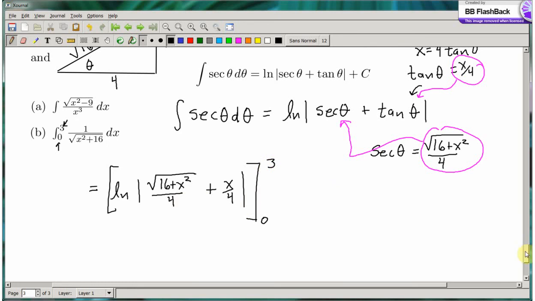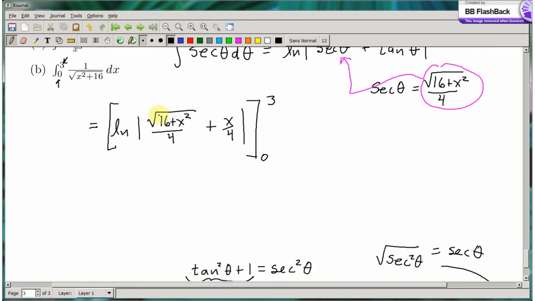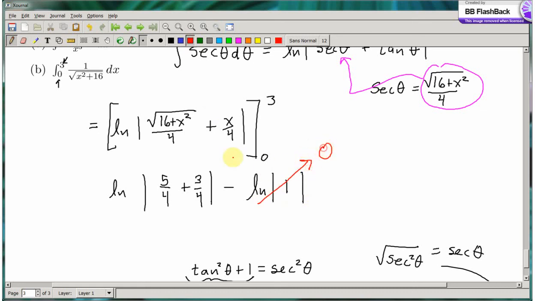So what happens when you plug in 3 here? So this becomes 16 plus 9 is the square root of 25, which is 5. So 5 there over 4, and this becomes 3/4. Okay, and now we take away what happens when we plug in 0. So when we plug in 0 here, this becomes the square root of 16 over 4 is 1. And this becomes 0, so it's natural log of 1. And you probably know that the natural log of 1 is just 0.